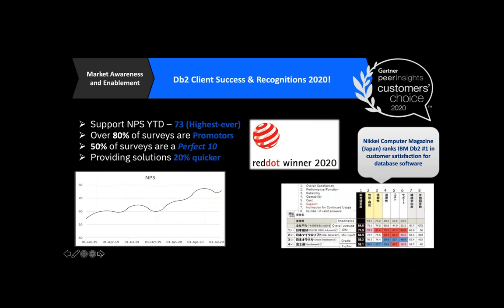Nikkei Japan magazine has named DB2 the number one database, beating Oracle and Microsoft, when it comes to dimensions like support, cost, overall satisfaction, performance, and reliability. Now, from our customer engagement, we have been strongly investing in our support. It's obviously critical that our customers feel that the support is there for them when they need us most. And DB2 NPS, the Net Promoter Score, has been highest ever, period. I just want to leave it at that.